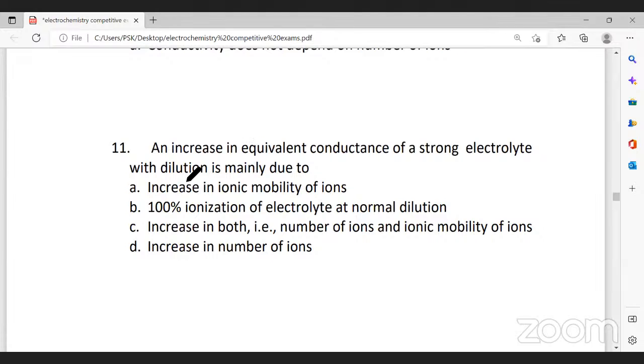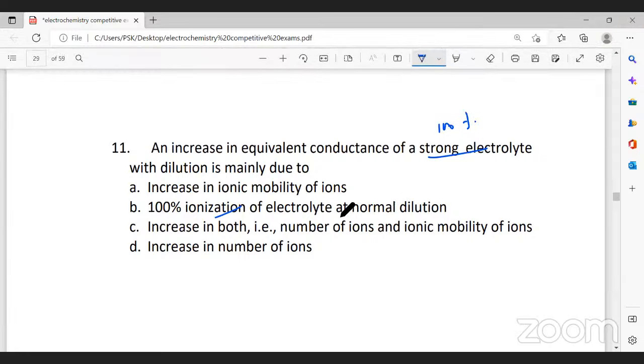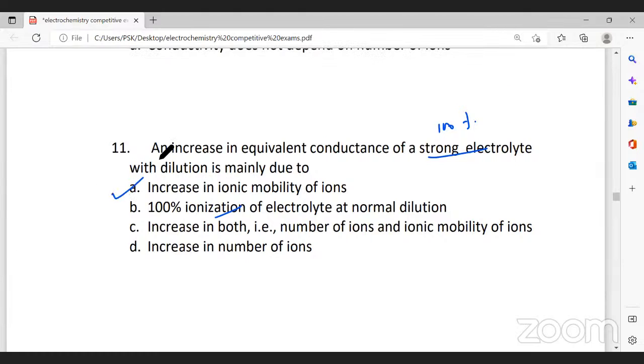So on increasing the dilution, the ionic mobility also increases. See, since it is a strong electrolyte, it is 100% ionized, no doubt about it. So on dilution, the speed of the ions which move will increase. Therefore, conductivity increases. Therefore, the answer for this question is option A. All right, so the next part of the topic we will learn.